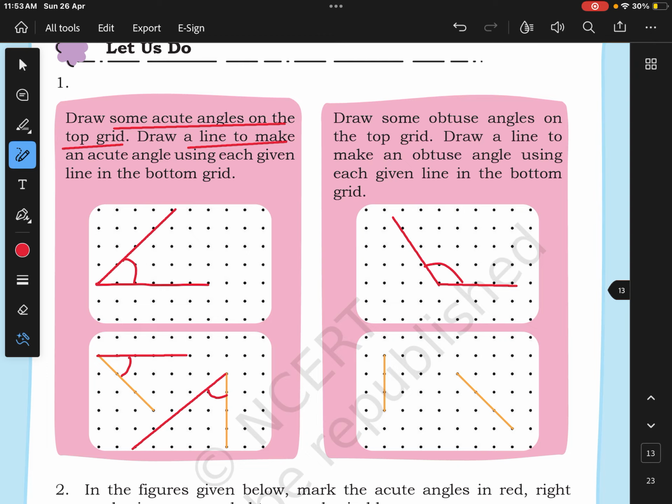One thing we can do here is we just create a line like this. So this will be an angle which is greater than 90 degrees. So it is an obtuse angle, right? Then we can put a straight line here like this. This angle will be greater than 90 degrees, so it will be an obtuse angle.